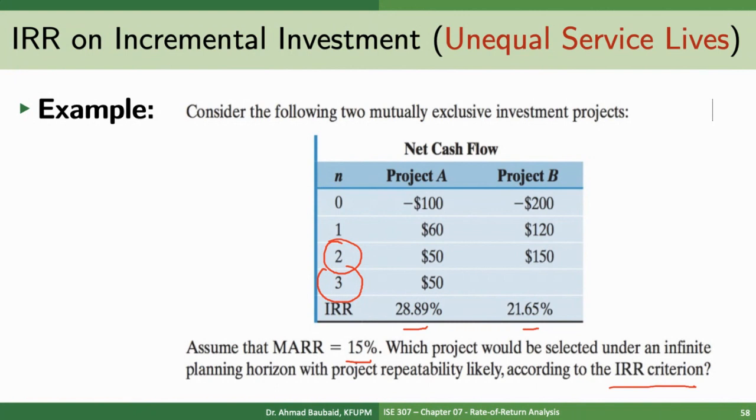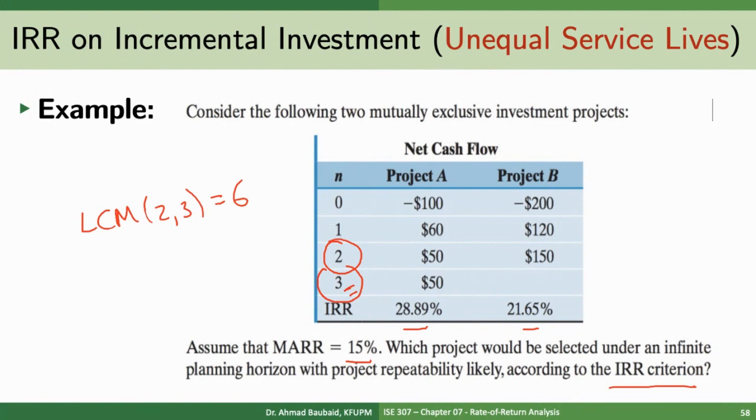Okay. Now, why am I doing this example? Well, how did we solve this before in chapter 5 and chapter 6? Generally speaking, we find the least common multiple of 2 and 3, which is 6. And then I repeat project A 2 times to get to 6, and I repeat project B 3 times.